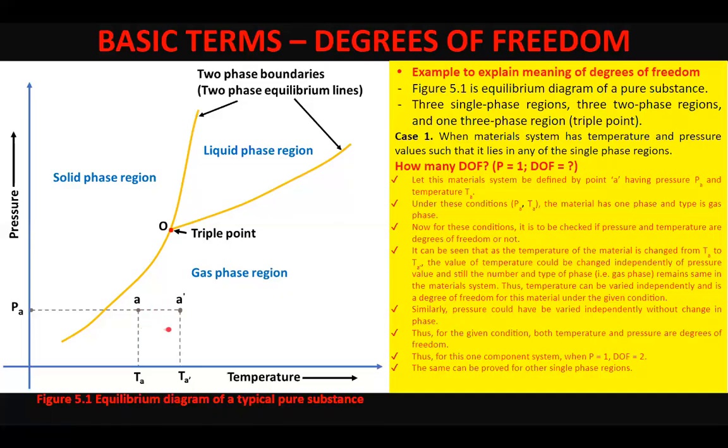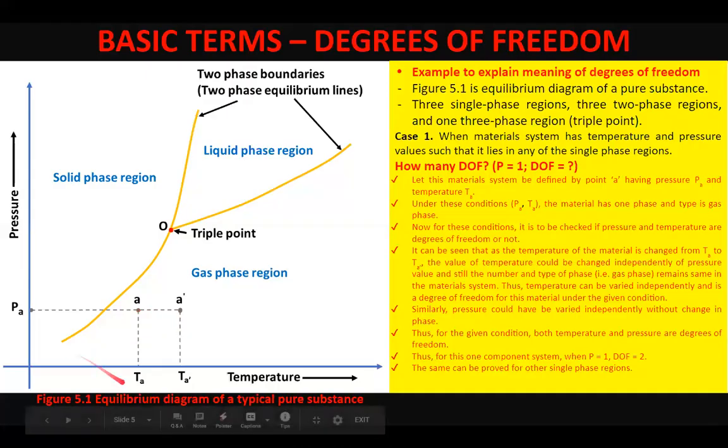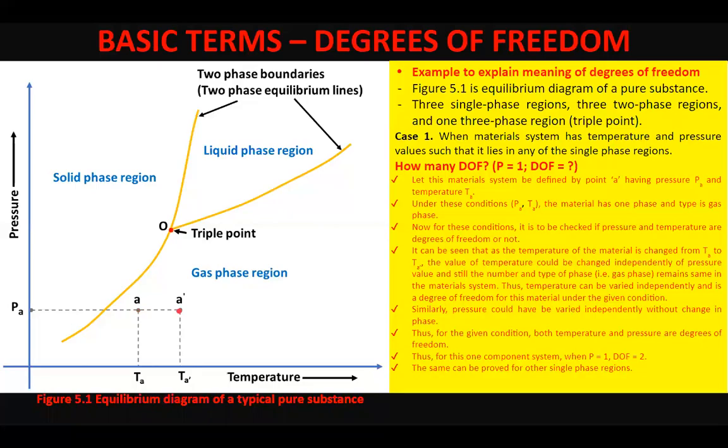So if I'm changing the value of temperature from Ta to Ta dash, this is my own discretion. I'm just trying to see whether I can disturb the existing value of temperature or not. And so you see, I have disturbed it and I have achieved a value Ta dash, and I have achieved it in such a manner that the existing phase type and number have not changed. The system was earlier in a single phase region gas, it is still in a single phase region gas.